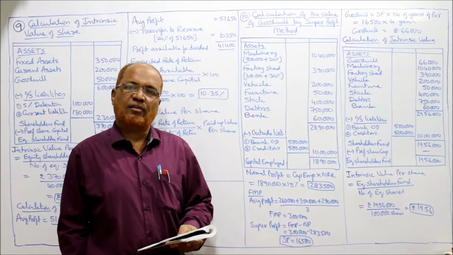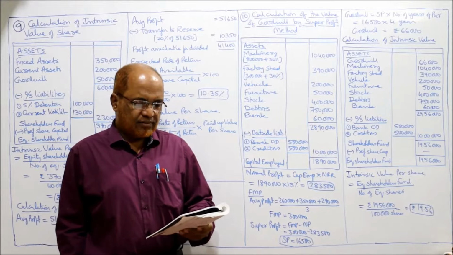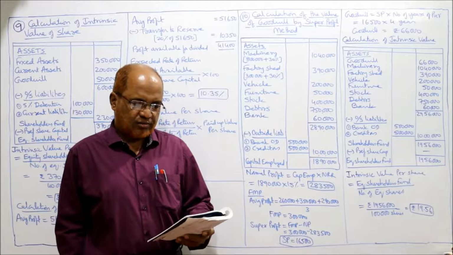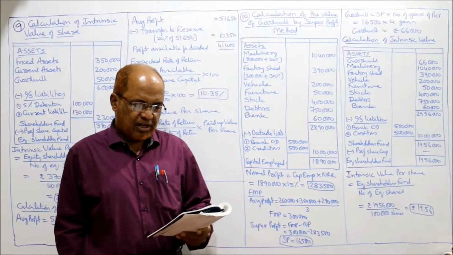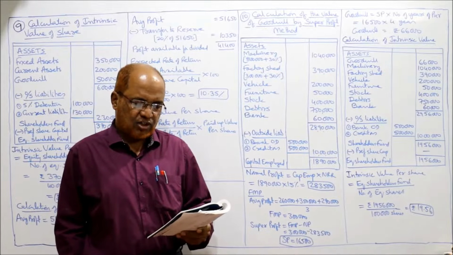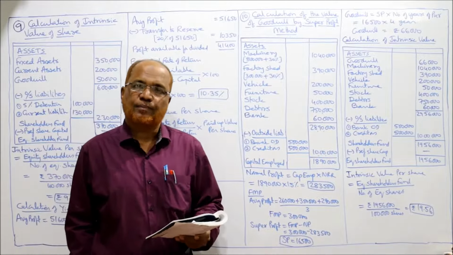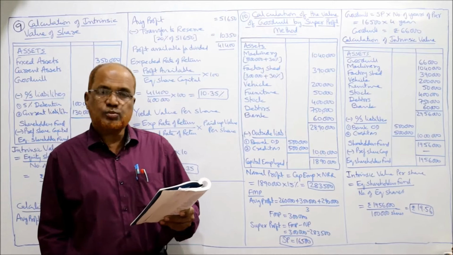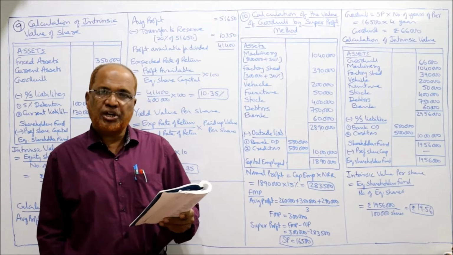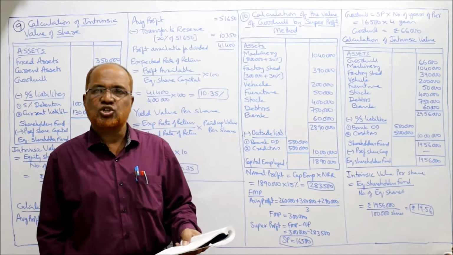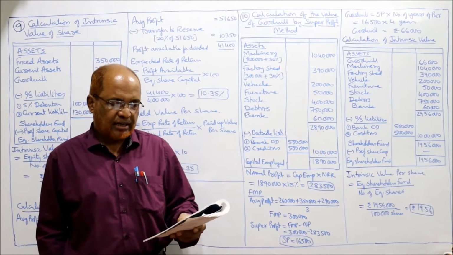We don't have preference shares. We have only equity. Then reserves and surplus, general reserve, P&L account, ignore. Tangible assets: machinery, factory shed, vehicle, furniture. This is the breakup of the tangible assets of 13,50,000 given in the balance sheet in the problem. What all is included in it? Machinery, factory shed, vehicle, furniture. The total of these four is 13,50,000.